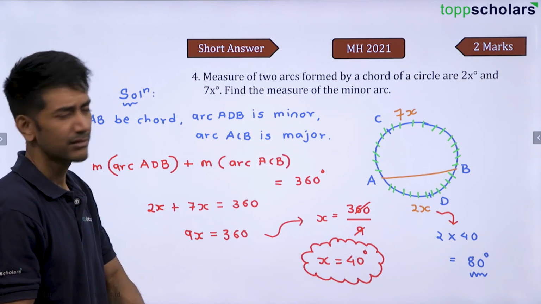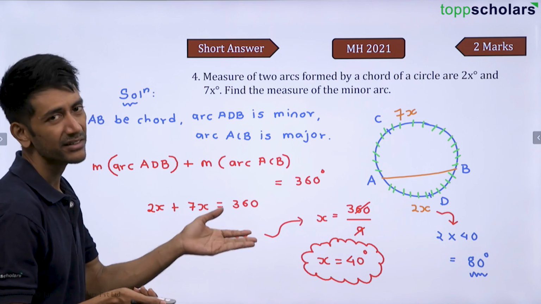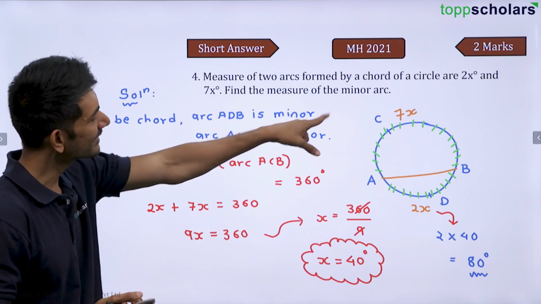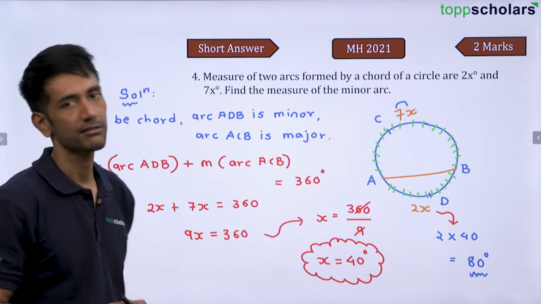And the measure of the major arc, if they ask you, although they have not asked it, that is 360 minus 80, which is 280, or else 7 fours are, directly you put 40 here, 7 fours are 28, so 280 is the answer. Correct?